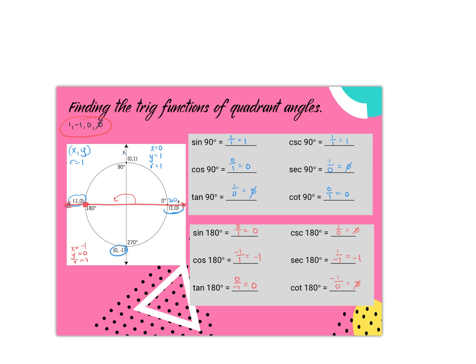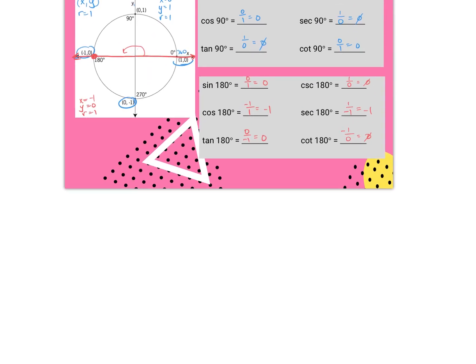Now, let's talk about your answers, positive and negative wise, with regards to not quadrantal angles, but rather regular angles that fall in the quadrants themselves. Okay, so let me move down. Let's say that I have this angle here. Let's do a coordinate plane.